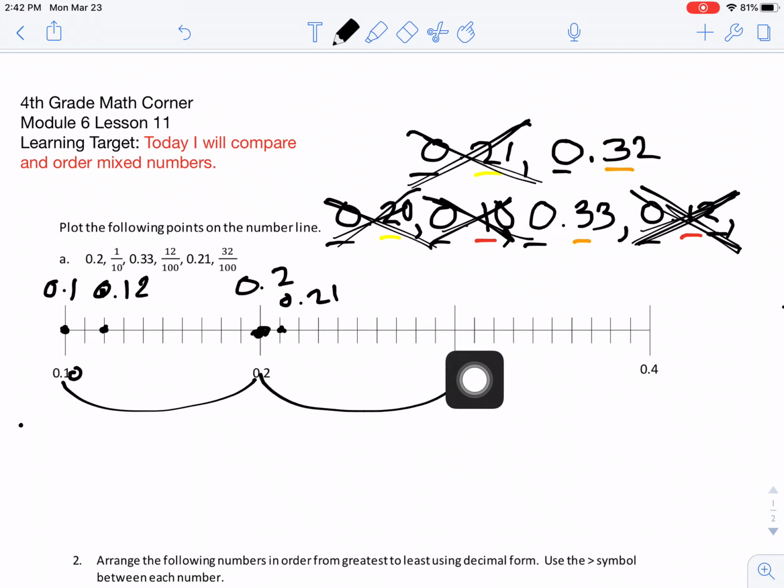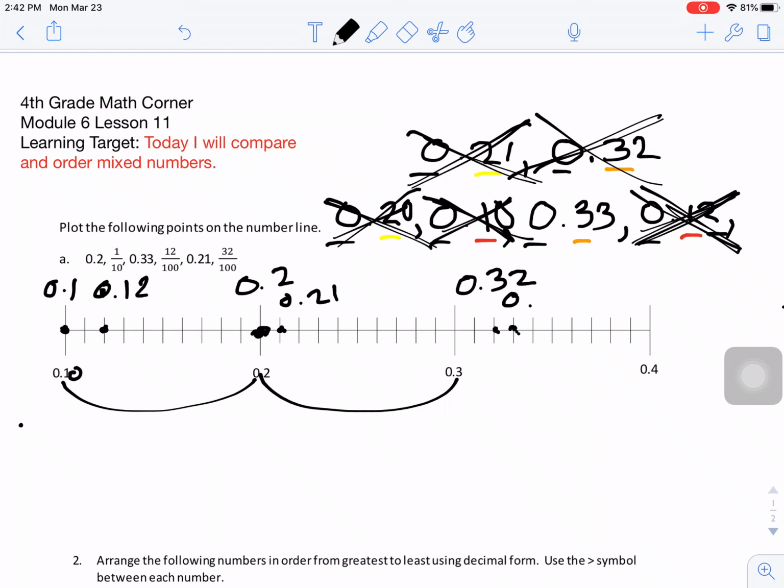So here is going to be 31 and 32. I'm going to go ahead and put a dot there, label it 0 and 32/100ths. Cross it off. I know that one more is going to be 33, so I will put a dot there and label it 0 and 33/100ths. By looking at the place value, I was able to order all of my numbers.